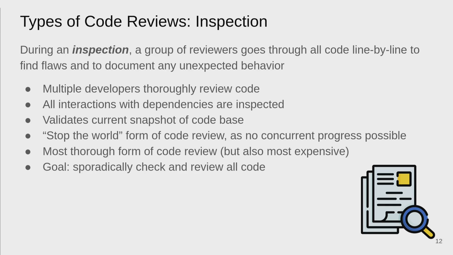Inspection is the most thorough code review. During an inspection, a group of reviewers goes through all code line by line to find flaws and to document any kind of unexpected behavior. So there's multiple developers involved that thoroughly review the code up to a certain time budget. All interactions with the dependencies are inspected as far as the developers know.